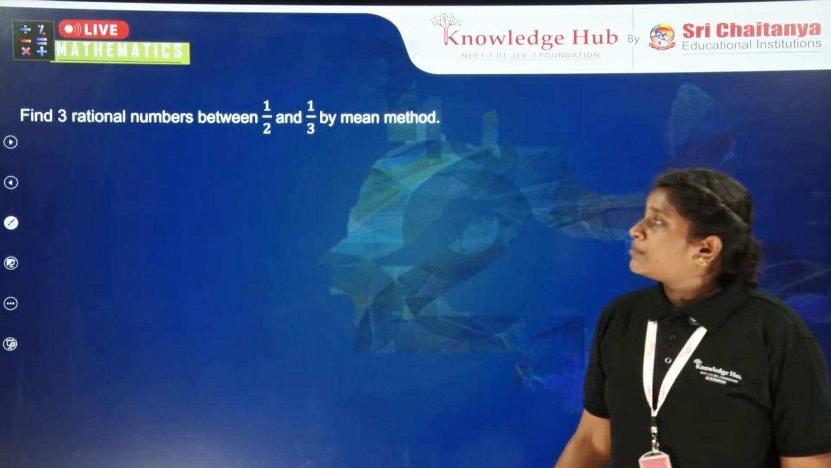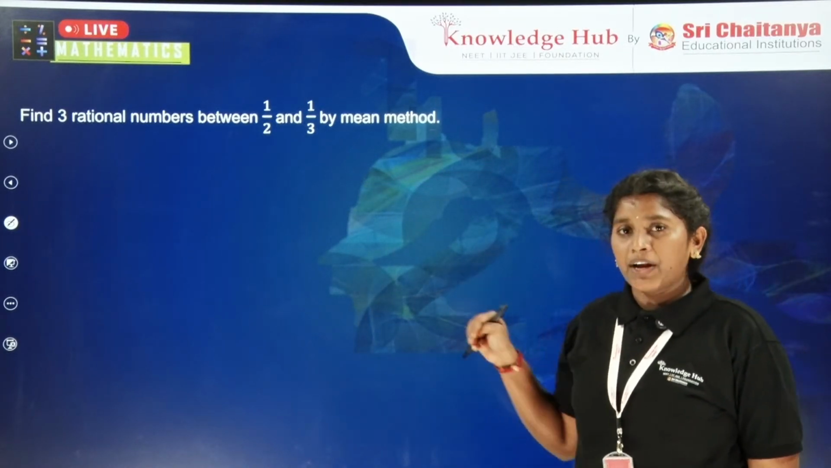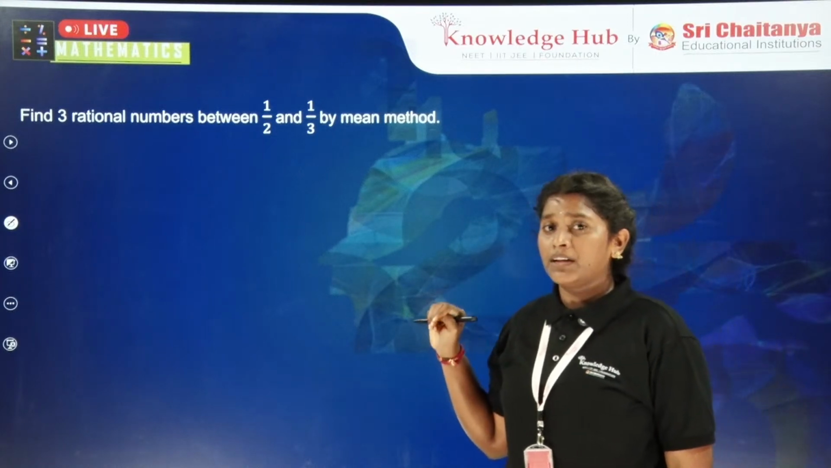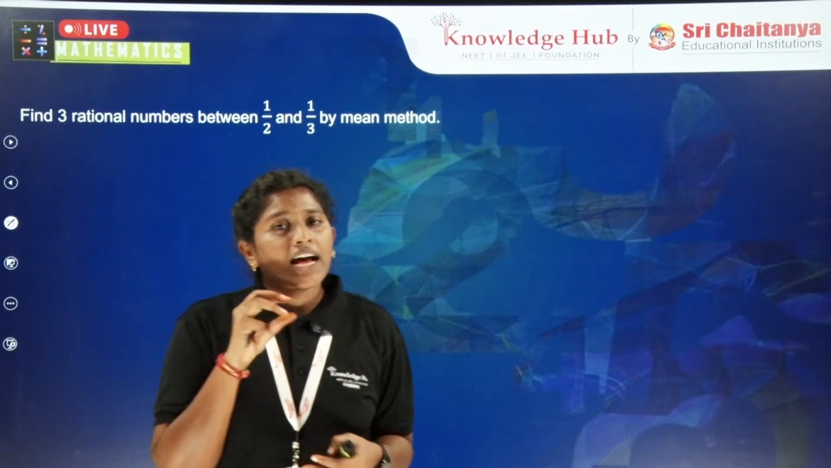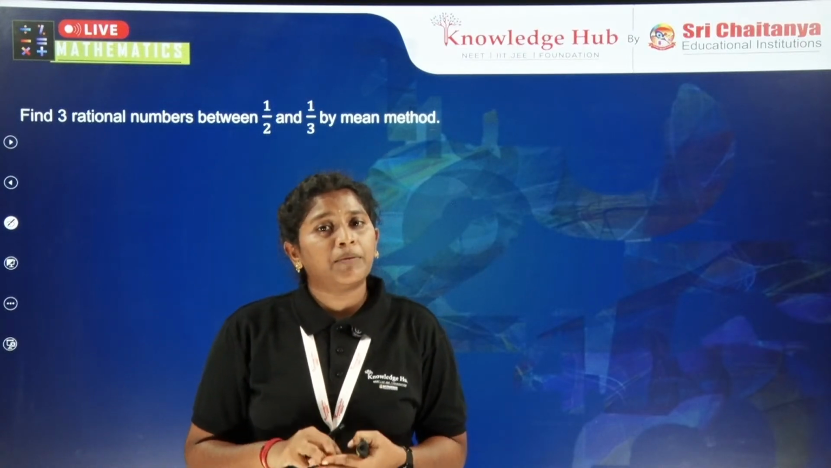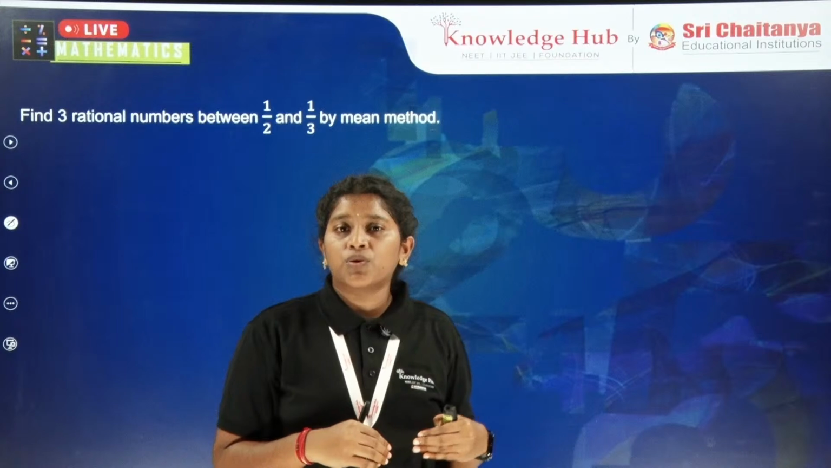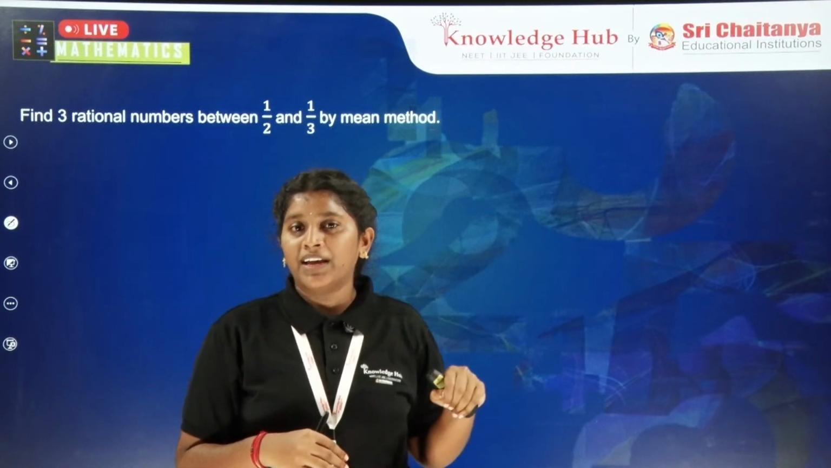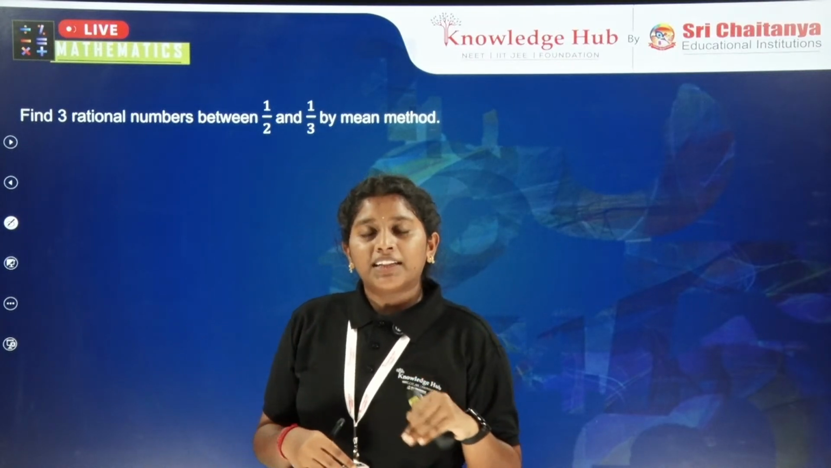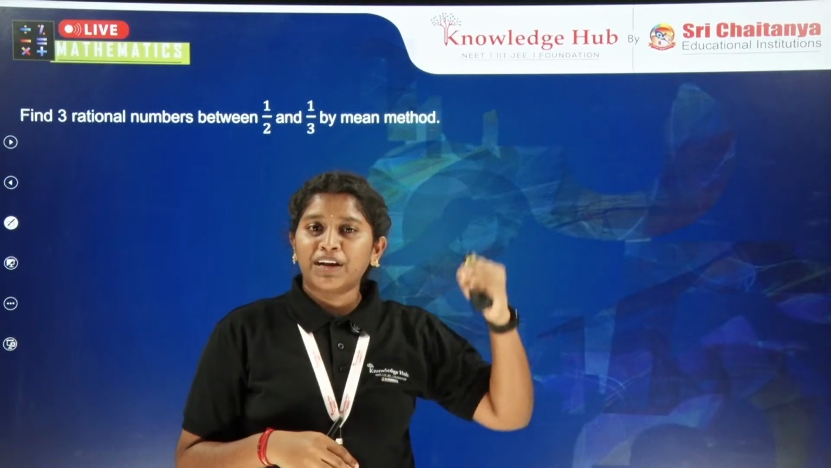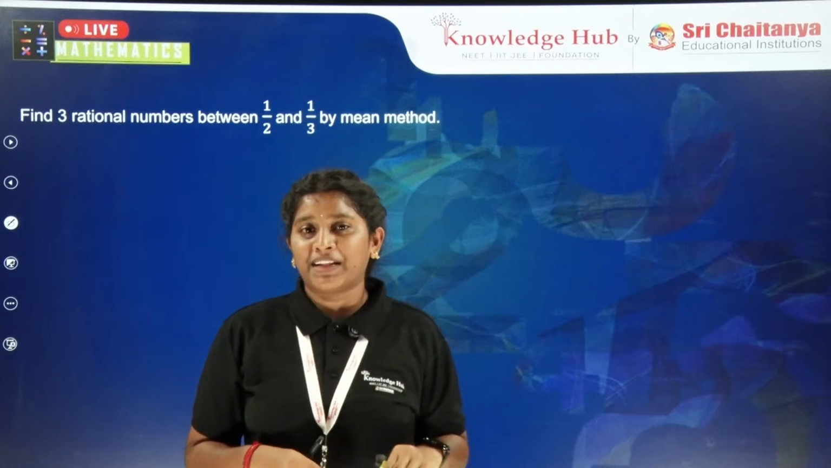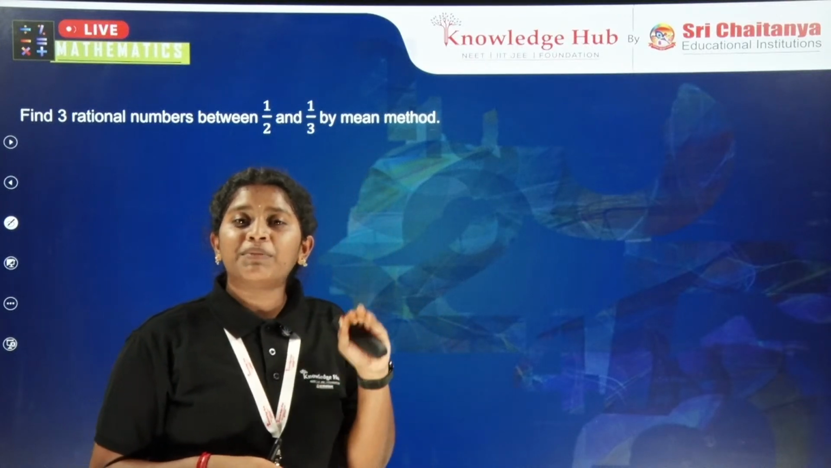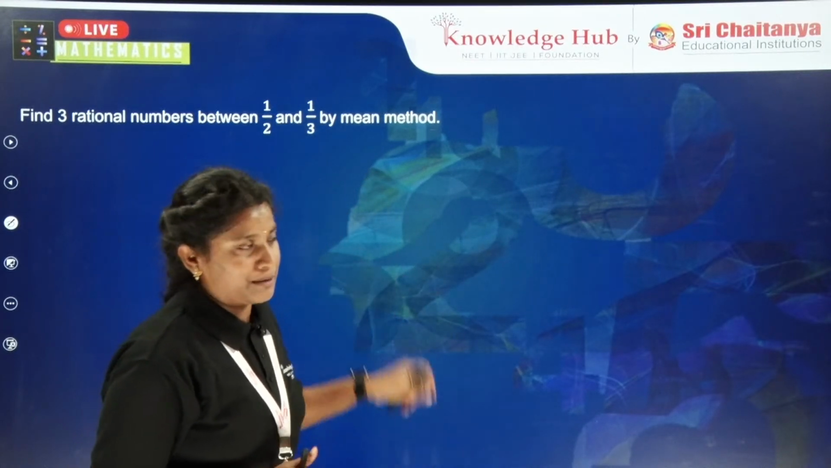Find 3 rational numbers between 1 by 2 and 1 by 3 by the mean method. Okay, so here they are specifically asking us to find the rational numbers by the mean method. So here we have to use the mean method only, because students will think that the procedure is very simple when we are multiplying with 10, but here they are asking specifically to use the mean method. So we have to use the mean method in order to find the rational numbers.